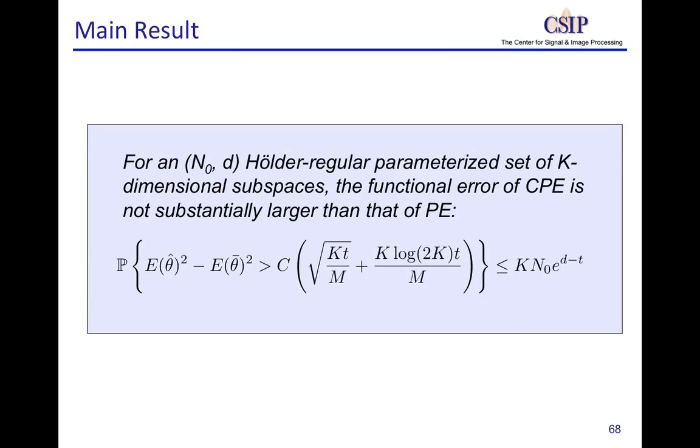So now we're going to talk about the main result here. The main result is that for an n naught, d Holder regularized parameterized set of k-dimensional subspaces, the functional error of compressive parametric estimation is not much larger than that of parametric estimation. This, by definition, is the smallest error that you can get using any parameter, because it's, by definition, the minimizer. So this must be larger, but it's not much larger. And it's larger by a factor that looks roughly like this. This is some universal constant times some square root of a term that decays as 1 over square root of n, plus some other term that decays as 1 over m. And you have this expression here.